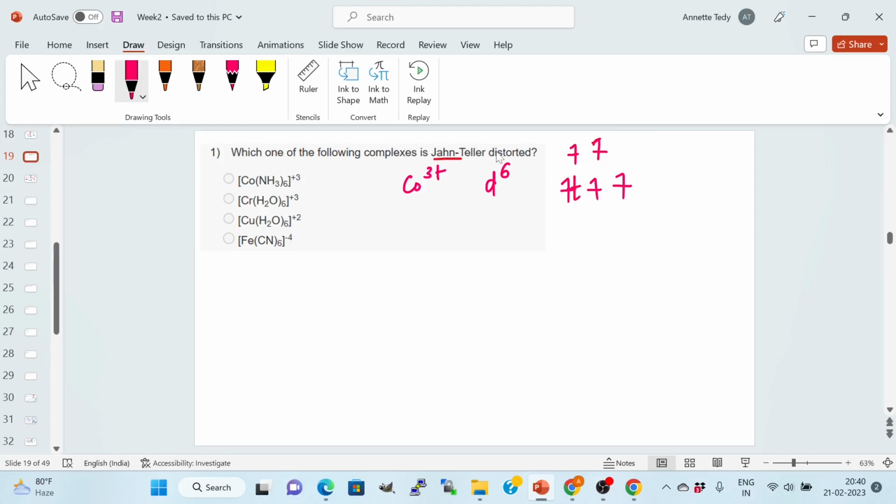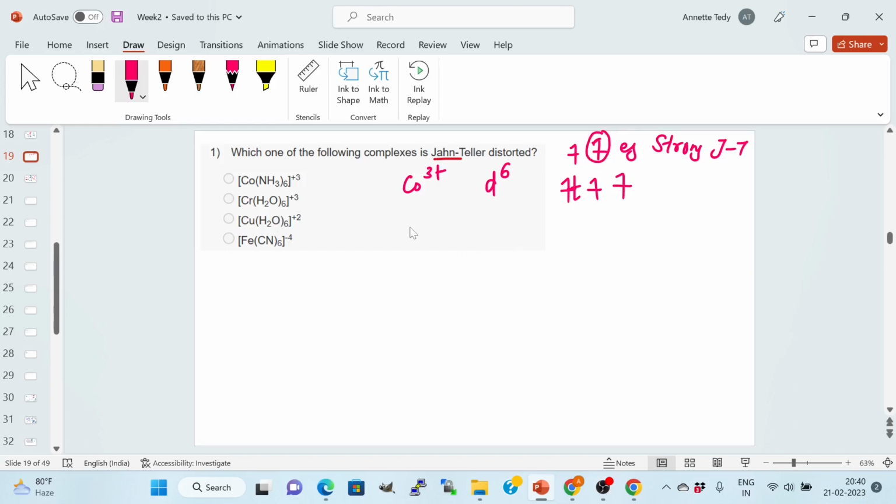Okay, so Jahn-Teller distortion has two types: dynamic and static Jahn-Teller distortion. This EG level has much stronger Jahn-Teller distortion. So whenever electrons are present in the EG orbital, then we will have strong Jahn-Teller distortion. But here also it should not be equally occupied. There should be at least one unoccupied level.